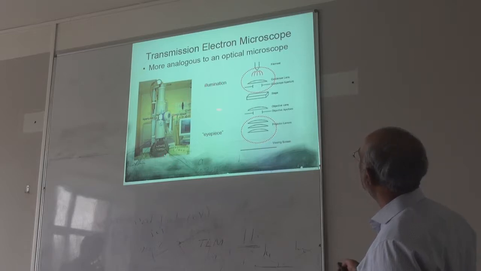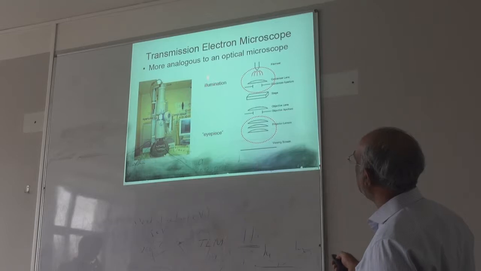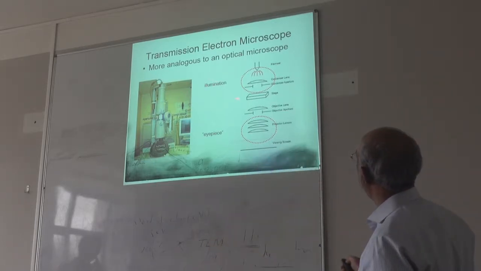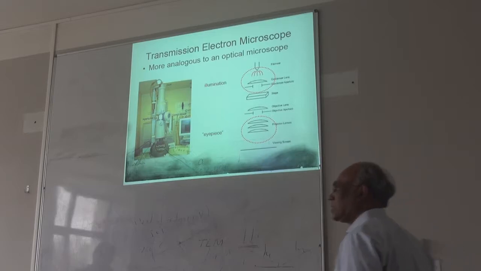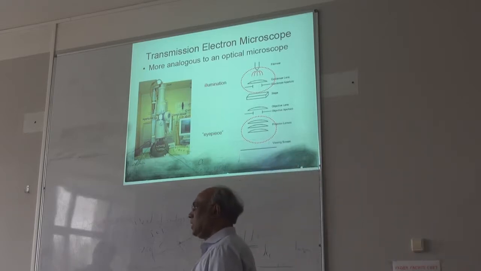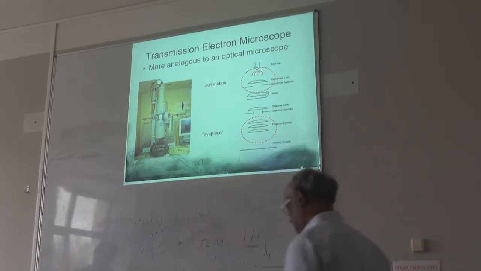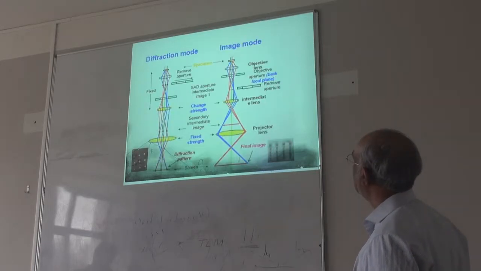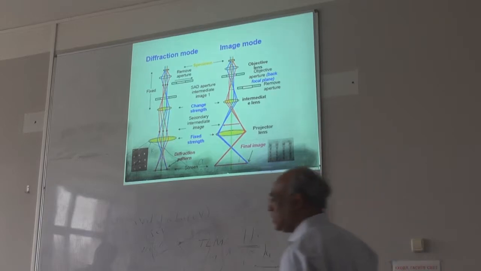Then you illuminate, which means you expose to electrons in this case. Then you have the sample here. So it's very similar to an optical microscope, except we use electrons instead of light. But TEM is very important.